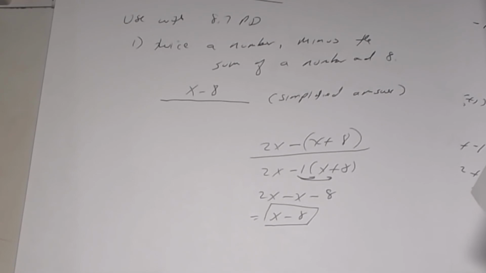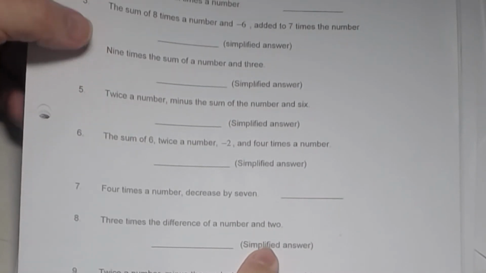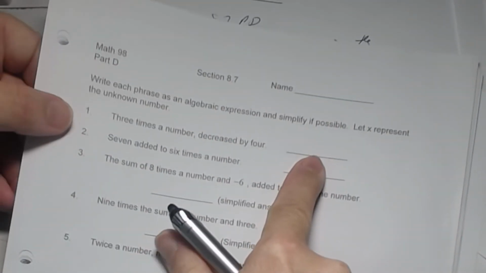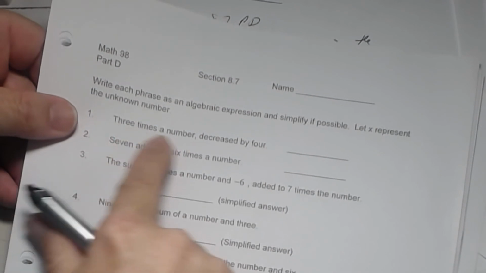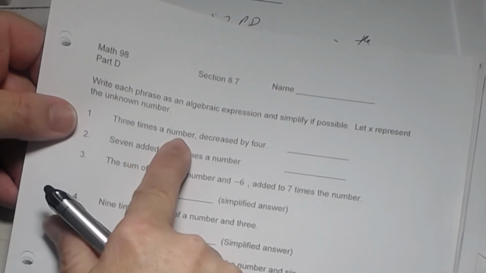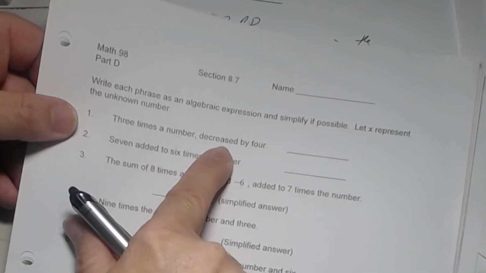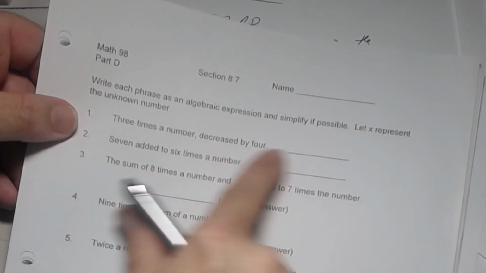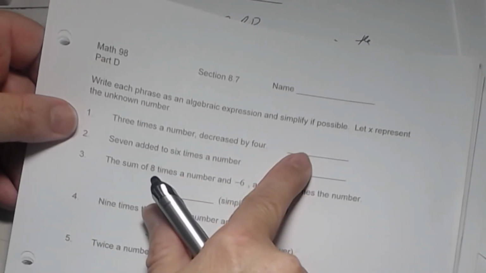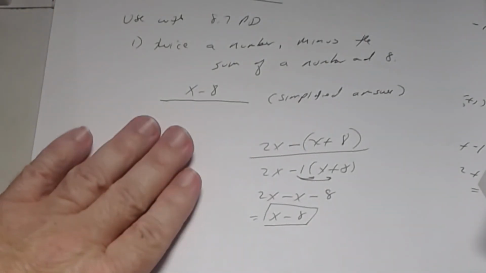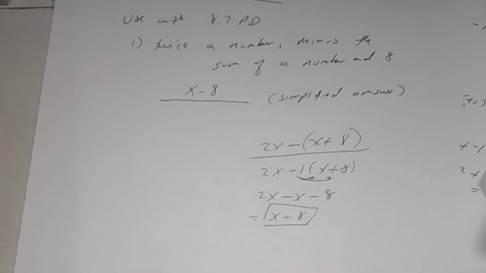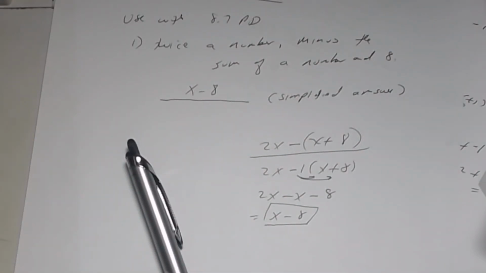So if it says simplified, it means there's some work you got to do. If there's no word simplified, then there's nothing you can do. I mean, this one's easy. 3 times a number. How do you represent 3 times a number? 3x. Decrease by 4. What does that mean? Subtract 4. You're done. Nothing to combine. Right? Okay. So any questions on that worksheet? All right.